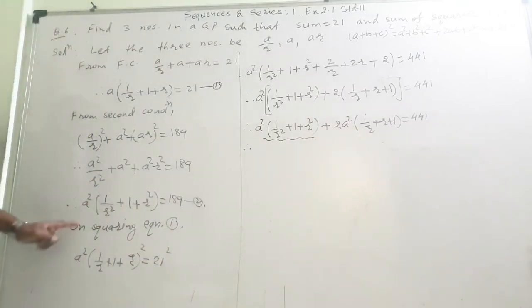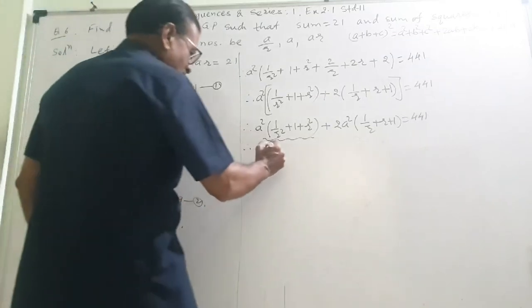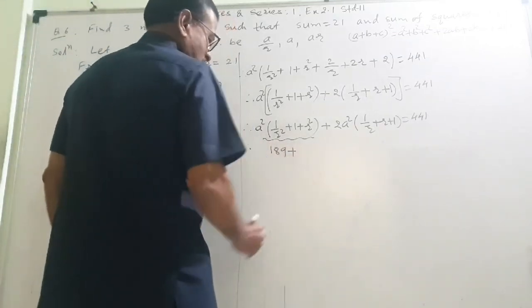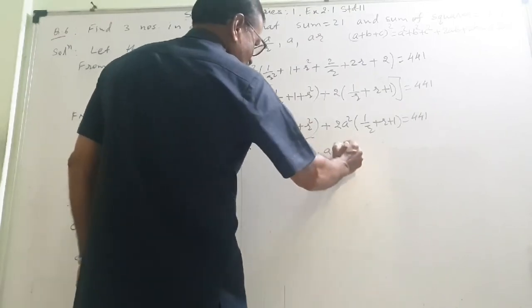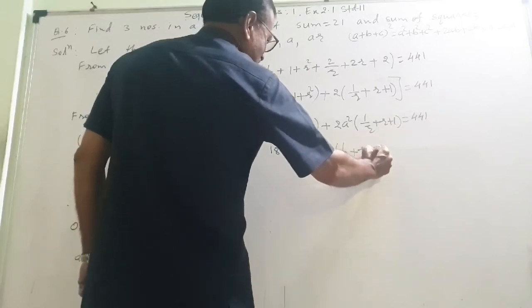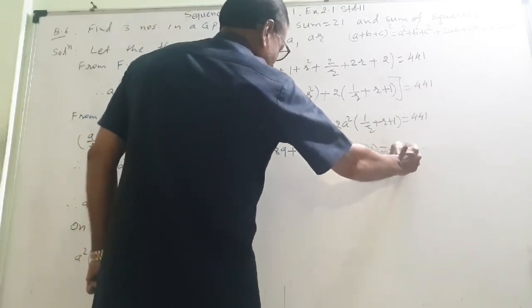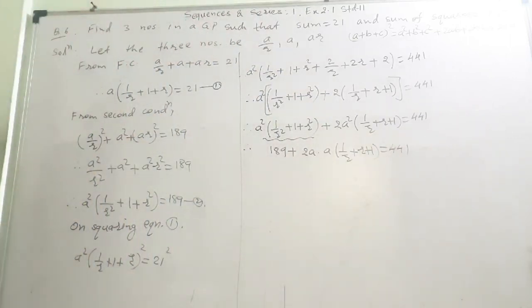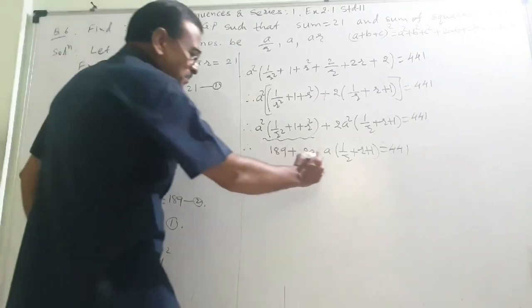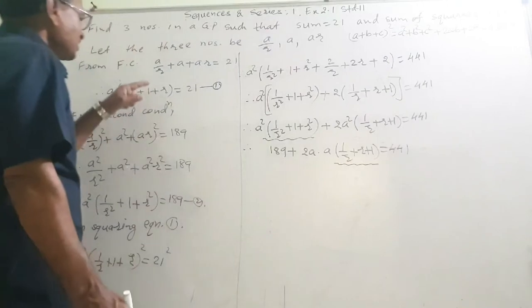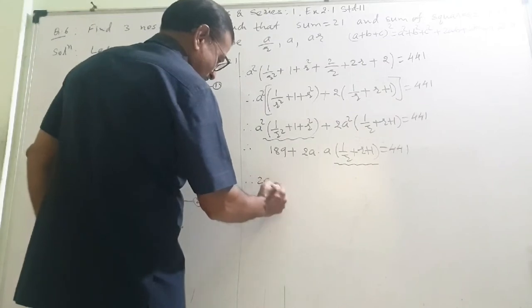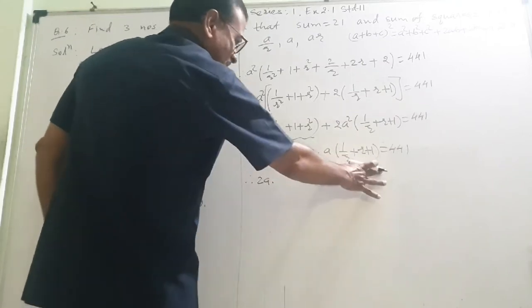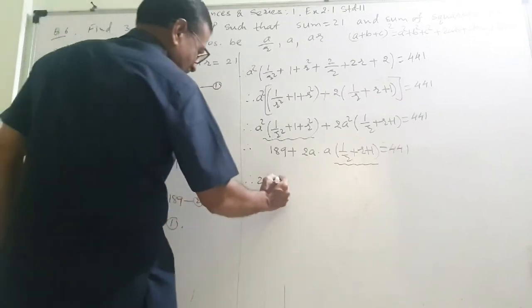Check it. This is 189. So 189 plus this is 2a into 1 upon r plus 1 is equal to 441. Check it. Why am I doing this? Because I know this part. This much part is 21. So this 189 I will take there. Therefore 2a into this much part, which is 21.